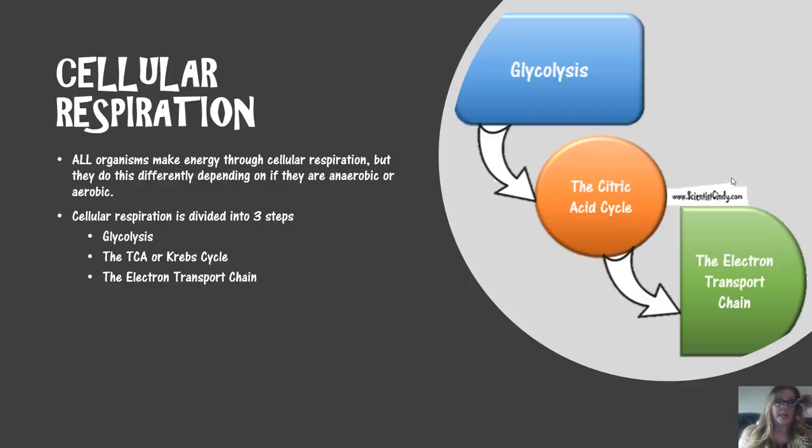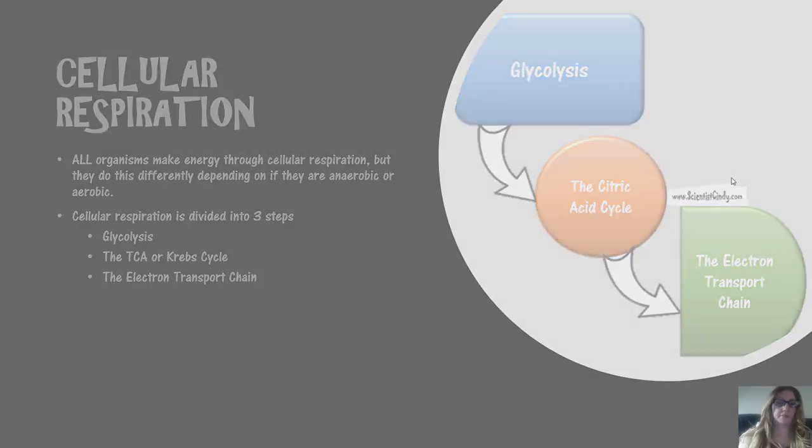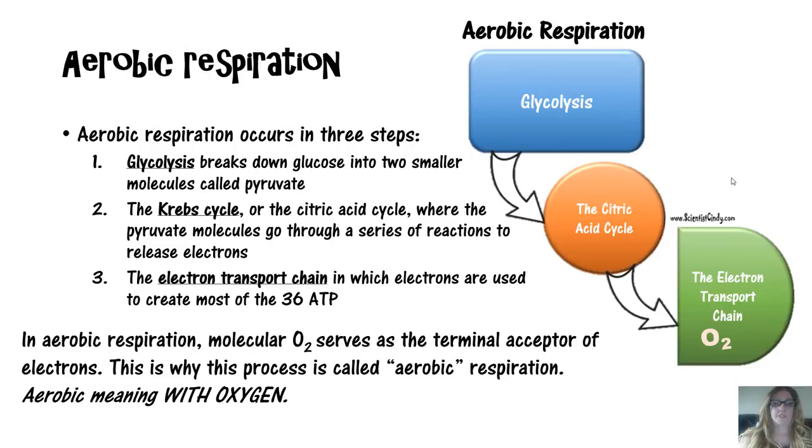All organisms make energy through cellular respiration, but they do this differently depending on if they are anaerobic or aerobic. Cellular respiration is divided into three steps: glycolysis, the TC or Krebs cycle, and the electron transport chain or oxidative phosphorylation. Just to refresh your memory, aerobic respiration occurs in these three steps. Glycolysis breaks down glucose into two smaller molecules called pyruvate. The Krebs cycle or citric acid cycle is where pyruvate molecules, after being converted into acetyl-CoA, go through a series of reactions to release more electrons. Then the electron transport chain is used to create most of the 36 to 38 ATP.